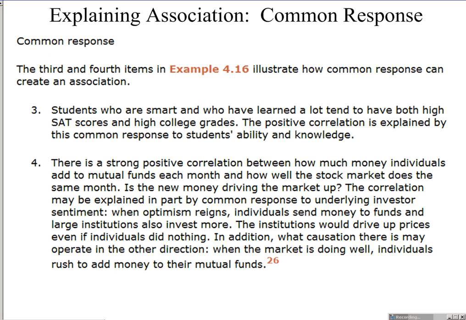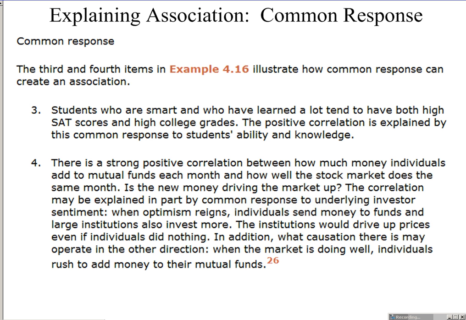Common response. The third and fourth items in that list that we talked about illustrate how common response can create an association. The third one was the relationship between a high school senior's SAT score and their first year college GPA. Students who are smart and who have learned a lot tend to have both high SAT scores and high college scores. The positive correlation is explained by the common response to students' ability and knowledge.